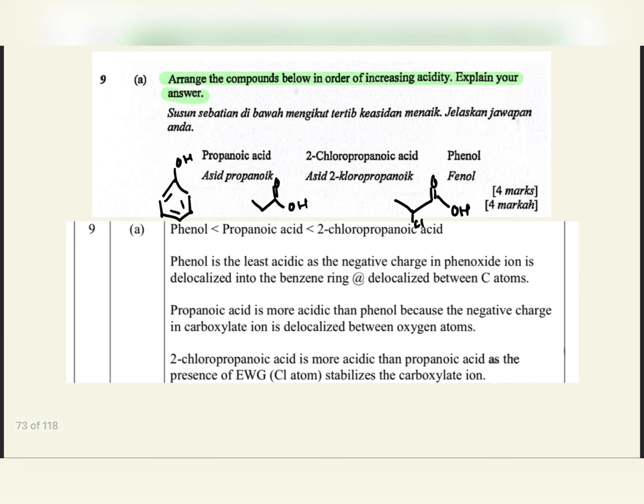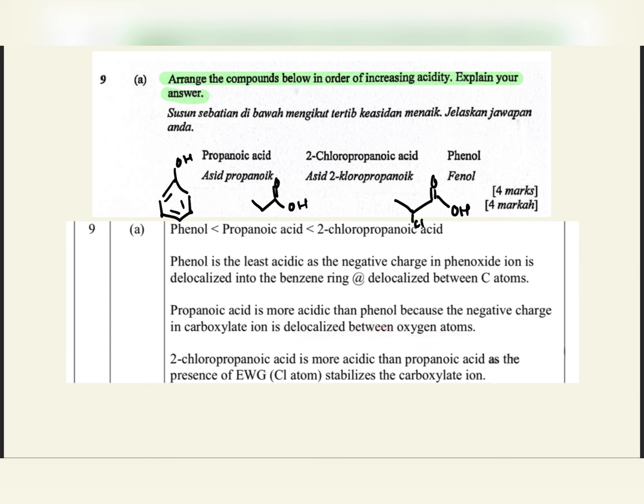Okay, so now phenol is the least acidic. Why? Because kalau kita compare dengan carboxylic acid, of course lah, phenol is the least acidic. Sebab dia hanya delocalization of the negative charge ataupun electron into the benzene ring between carbon sahaja, carbon atom. Okay, so propanoic acid pula, it is more acidic compared to phenol because the negative charge dalam carboxylic ion, okay, it is delocalized between two oxygen atom.